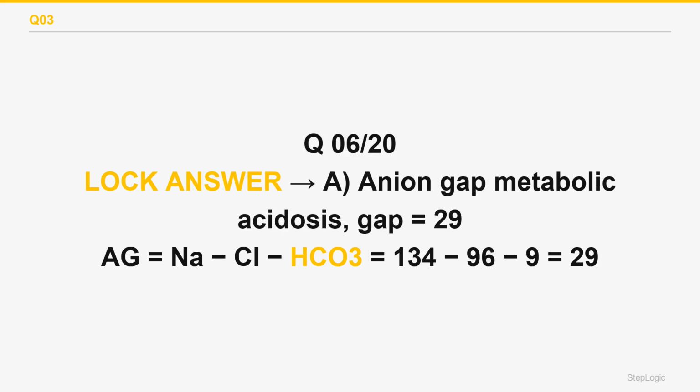The unmeasured anions here are the ketoacids, beta-hydroxybutyrate and acetoacetate. Remember MUDPILES for high gap acidosis: methanol, uremia, DKA, propylene glycol, iron, INH, lactate, ethylene glycol, salicylates. Management of DKA: IV fluids, insulin, and careful potassium repletion.